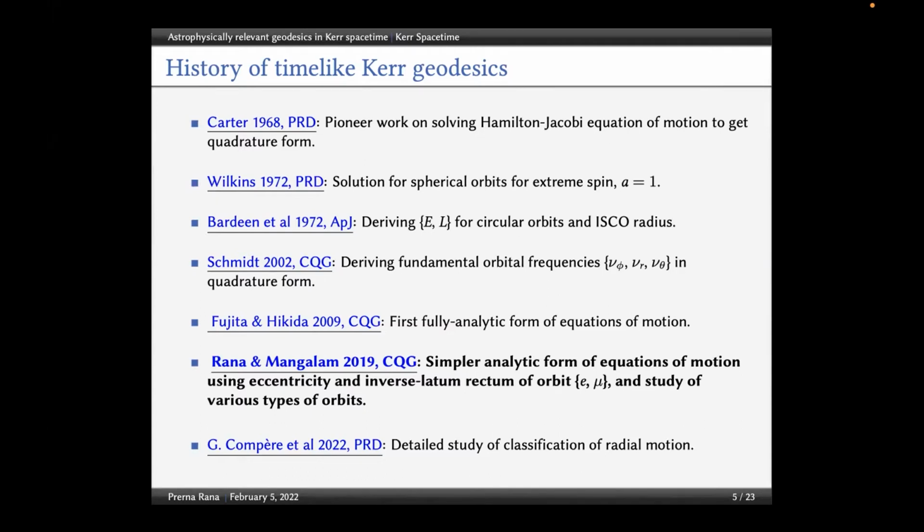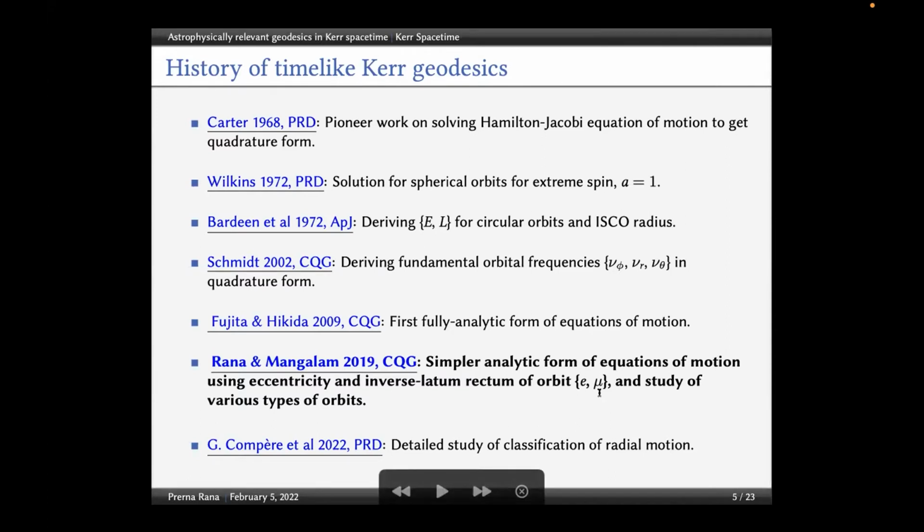Then Schmidt in 2002 derived the fundamental orbital frequencies, which are nu phi, nu r, nu theta, in quadrature form. Then Fujita and Hikida in 2009 gave the first fully analytic form of these equations of motion. And Rana and Mangalam in 2019 gave a much simpler analytic solution of the equations of motion in terms of two parameters, the eccentricity of the orbit and the inverse semi-latus rectum of the orbit, e and mu. They also discuss various types of orbits. And in this talk, I am going to concentrate on this particular paper.